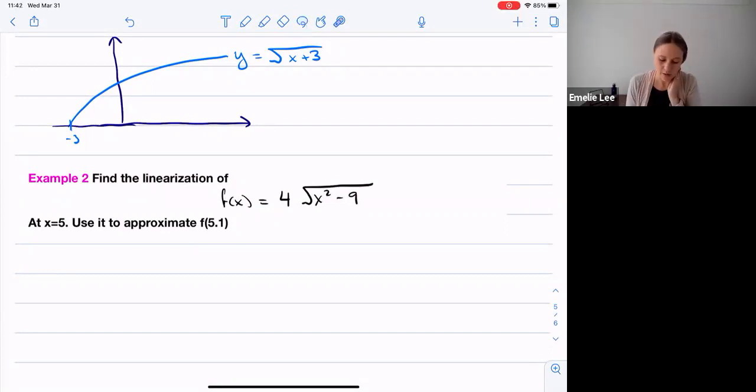So now we're going to find the linearization of this thing, 4 times the root of x squared minus 9 at x equals 5, because ultimately what we want to do is approximate f of 5.1. So we need x to be close to 5. So here we go.